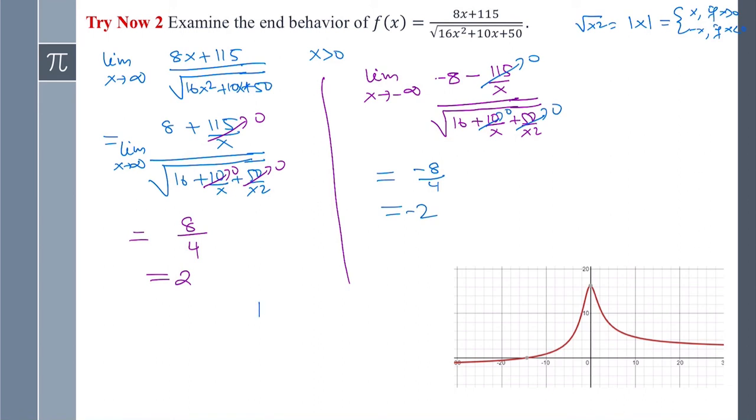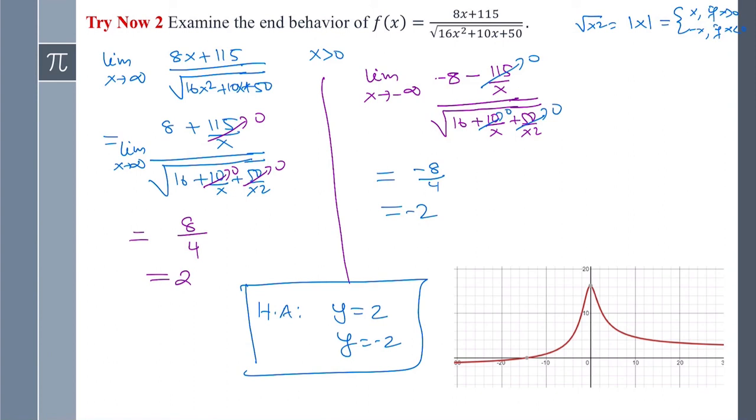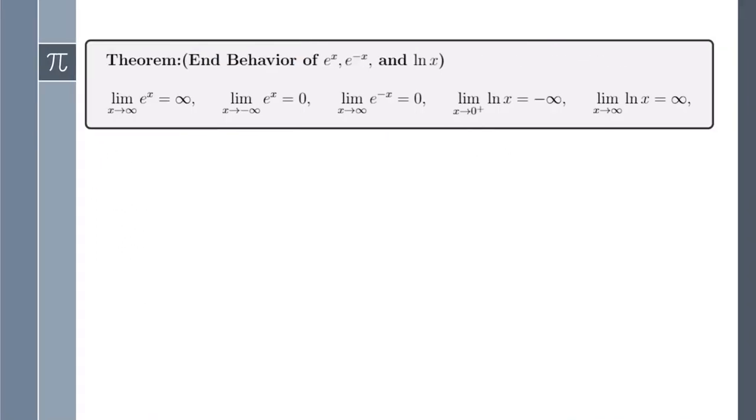Now the horizontal asymptotes are y equals 2 and y equals negative 2. Now if we look at the graph, we clearly see that here is the horizontal asymptote where we have y equals negative 2, and then here's the horizontal asymptote where we have y equals 2. Okay, that's okay. We have one more thing here. So those are the examples we work on.